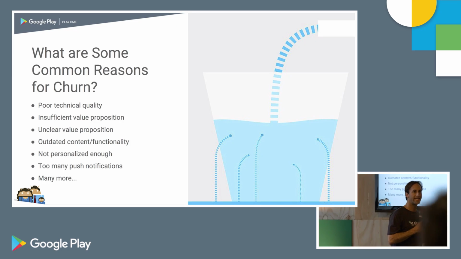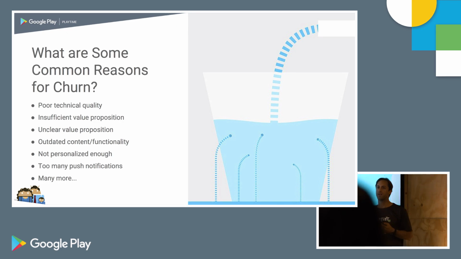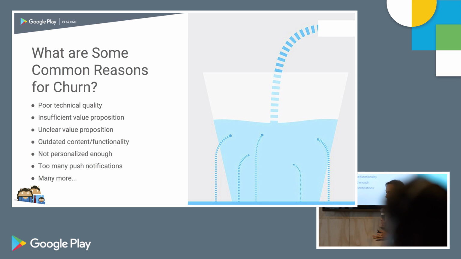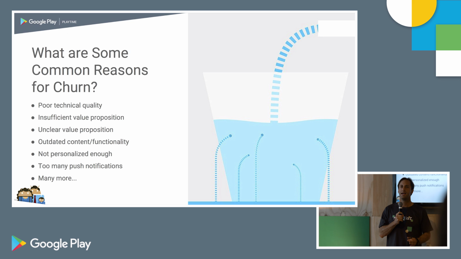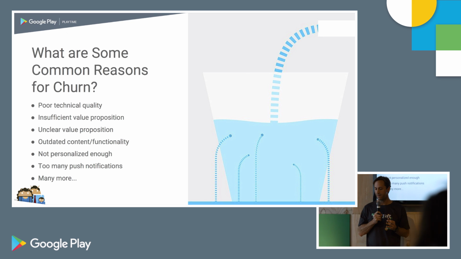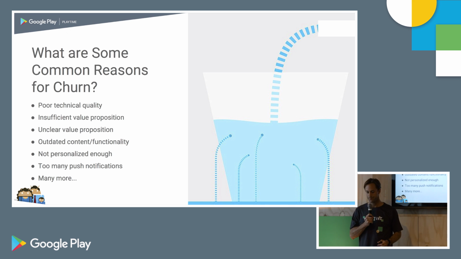So what are some of the key reasons for churn? First of all, there's poor technical quality. Another one is inefficient or unclear value proposition. Thirdly, outdated content or functionality, not personalized, and also too many push notifications. All of these can cause major headaches for your business, and we're going to address them today.